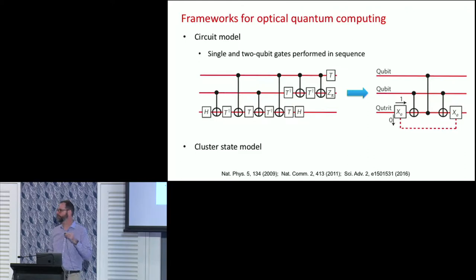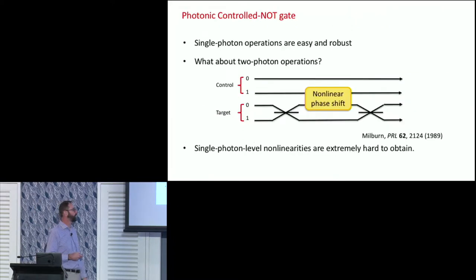But at the same time, as we'll see in a moment, one of the challenges of optics is that doing the two-qubit gates is hard, although doing one-qubit gates is easy and they can be done with high fidelity. Okay, so to do a two-qubit gate, for example, a controlled NOT gate, we need to make two photons talk to each other, two photons interact. And I said that photons are a very low-noise system because they don't really like to interact with non-resonant systems, and they certainly don't like to interact with other photons. Okay, so single photon operations are easy and robust, not so easy for two photon operations.